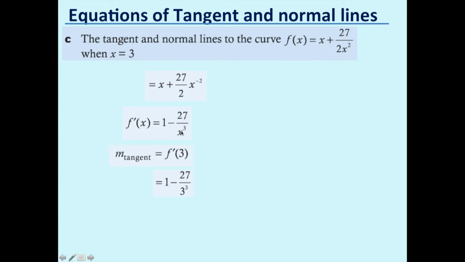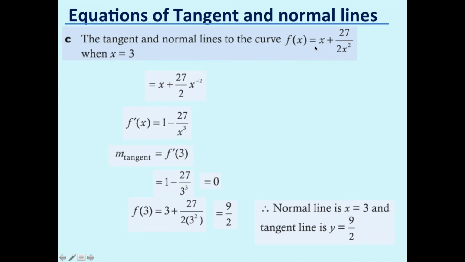So again, just substitute that in there. We're going to end up with 0. So this is slightly unusual here. We've got a gradient of 0, so think about what that means for the tangent. If our x-coordinate is 3, we can find the y-coordinate by substituting that into our original function here, which gives us 9 over 2. The normal line is x equals 3, and the tangent line is y equals 9 over 2.